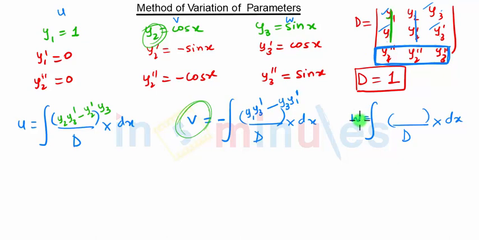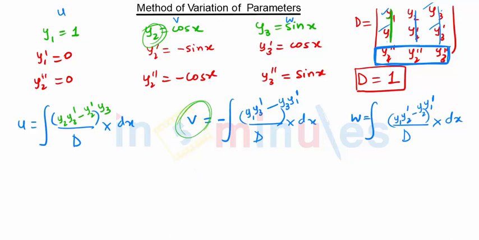After this we find w. w goes with y3, so we will ignore this column and we get these 4 terms, which is y1 into y2 dash minus y2 into y1 dash. So these are the formulas of u, v and w.